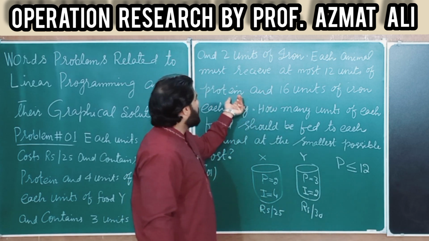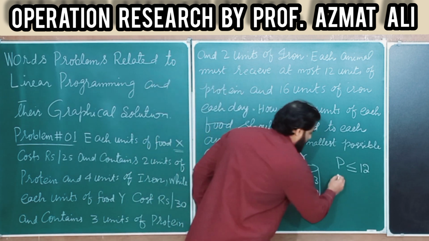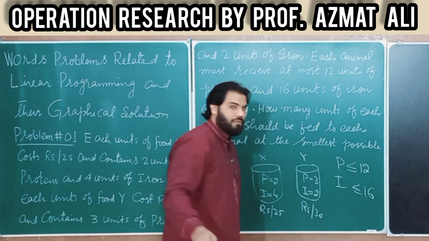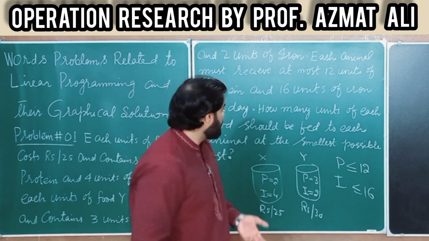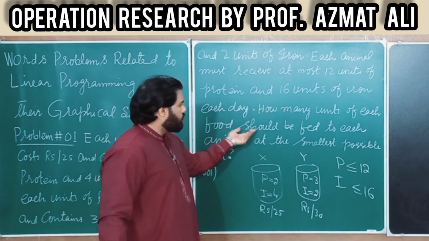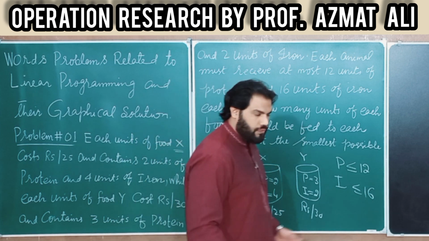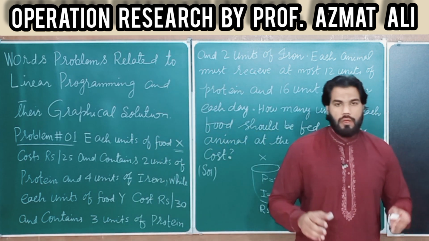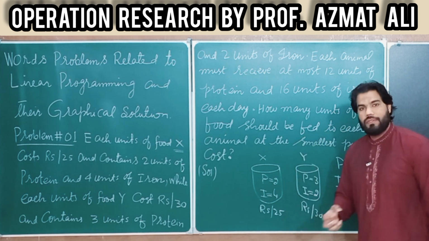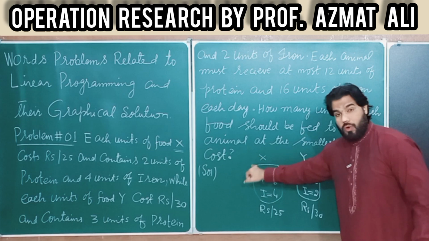And 16 units of iron. Iron is at most 16 units. This shows that iron will be less than or equal to 16. How many units of each food should be fed to each animal at the smallest possible cost? We need to find the number of units of each food such that they minimize the cost.